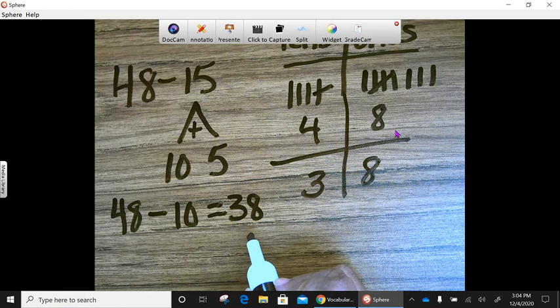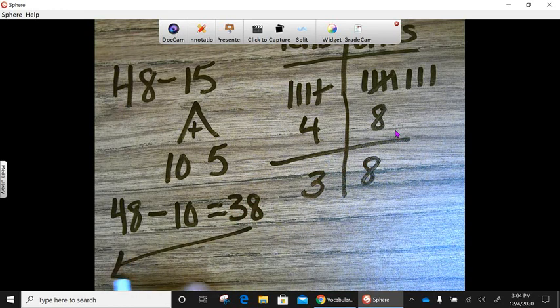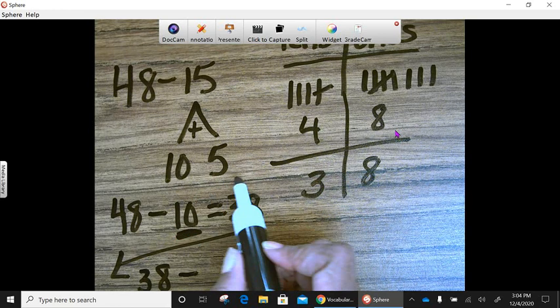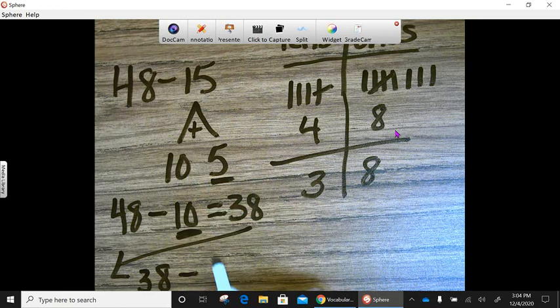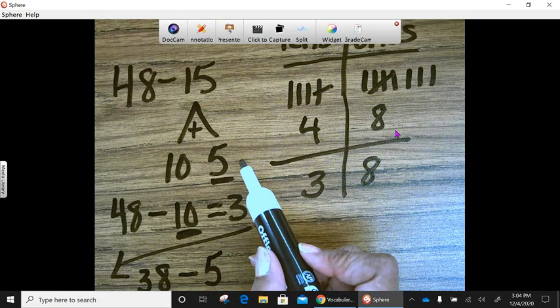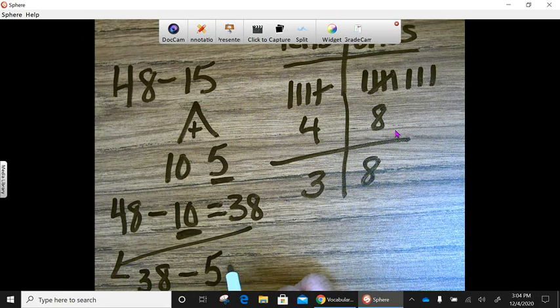Now we're going to take that 38 and bring it over here and write 38 minus. Now we need to take out the ones. We took out the tens. Now we need to take out the ones. The ones place, we had a 5 in that 15. That's what's being subtracted, the 15. And equals.